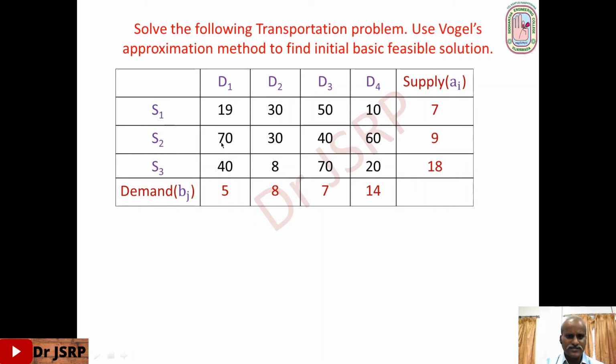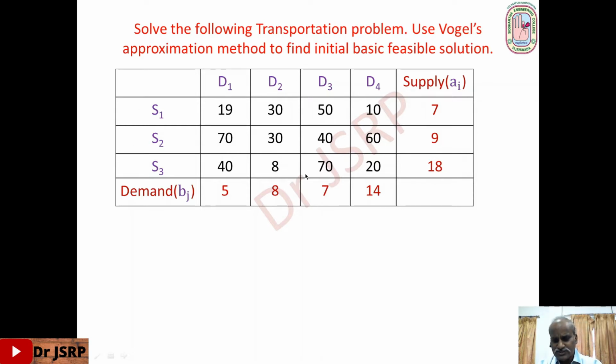So the problem is in tabular form. Here we have three sources or origins, four destinations D1, D2, D3, D4. These are the available amounts or supply amounts at sources. At the first origin the available amount is 7, at the second origin the available amount is 9, and so on. These are the requirement amounts, that is, demands at destinations, and these are the transportation costs per unit from various sources to various destinations. Okay, so this is the problem.